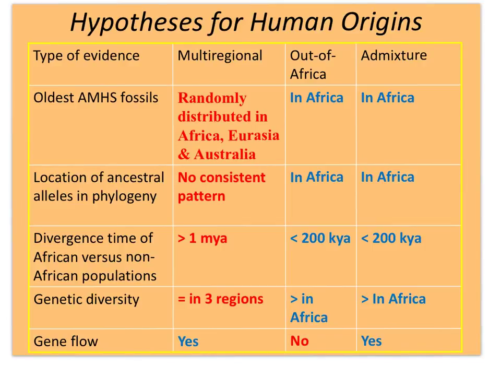And then in terms of gene flow, it makes the prediction that with multi-regional, there's lots of gene flow. Out of Africa, modern humans evolved from there, left Africa, and replaced all the archaic humans like Neanderthals. Or the admixture, there was some limited interbreeding.